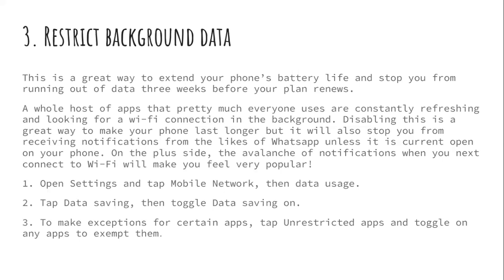Open Settings, tap Mobile Data, and then Data Usage. Tap Data Saving and toggle data saving on. To make exceptions for certain apps, tap Unrestricted Apps, toggle any app to exempt them.